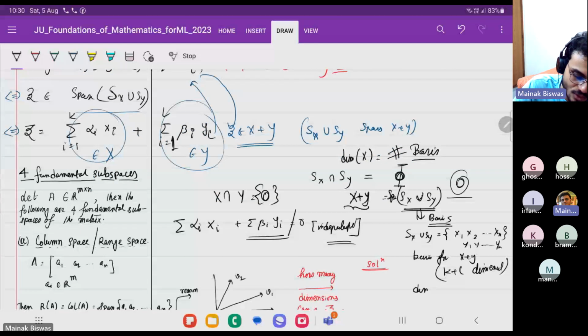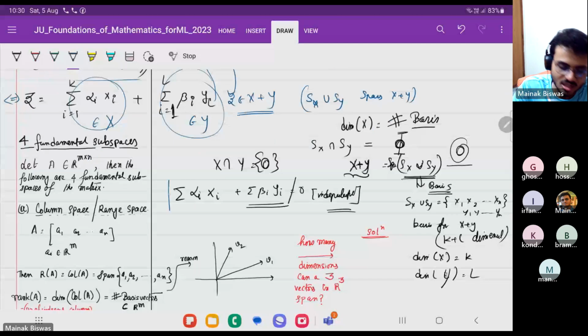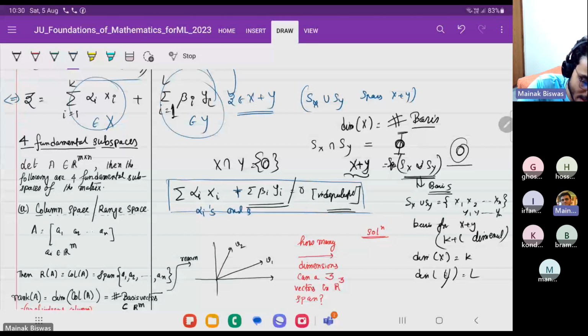K, and the dimension of y is also l, right? Yes. So LHS and RHS are matching or not? So what is the trick over here? You have to just show that since they are independent by definition, there cannot be any combination of alpha i's and beta i's such that this is equal to 0 except for alpha i equal to beta i equal to 0 for all i, right? This is the only combination that you can have. So that will show that Sx intersection Sy is an independent set. Thus, it is a basis, right?